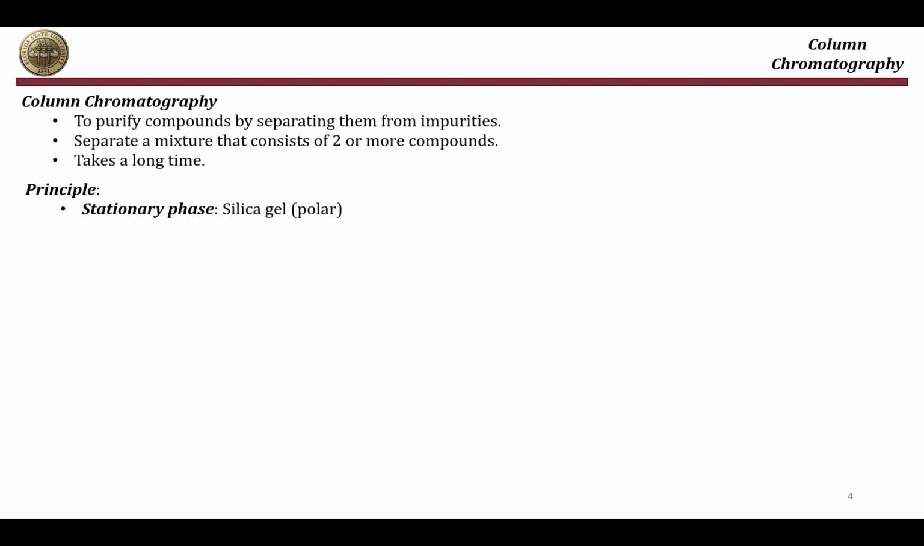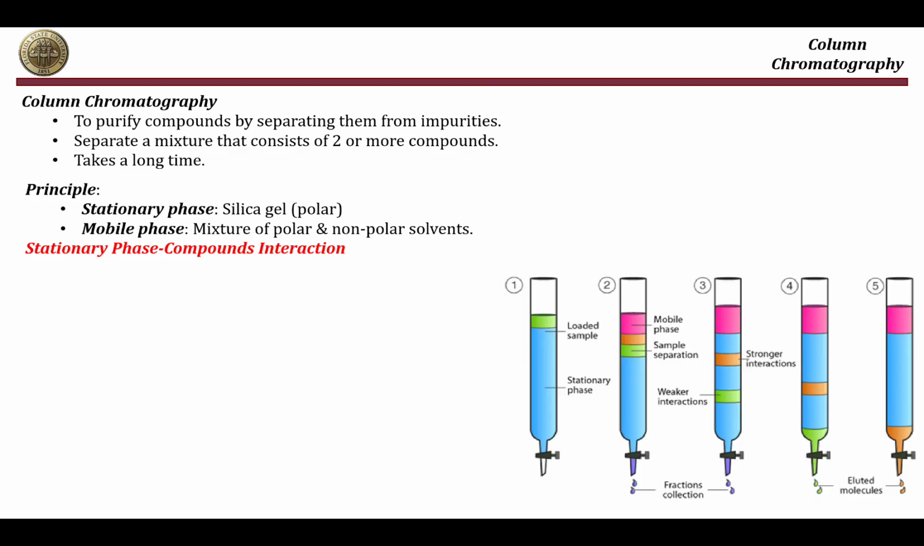In column chromatography, the stationary phase will be mainly made up of silica gel, which is a polar compound, and the mobile phase will be usually a mixture of solvents, a polar and a non-polar solvent. So if we have a stationary phase and we have a compound or a mixture of compounds which are added or loaded to the stationary phase, this is the picture of a column which is used in column chromatography. The blue material is usually the silica gel, and this is the place where we add our sample.